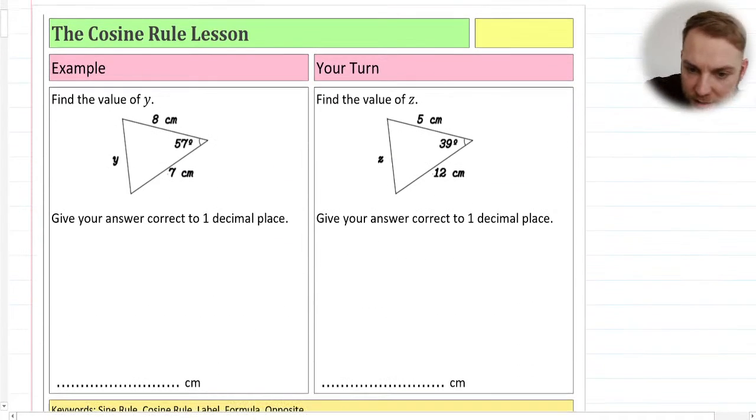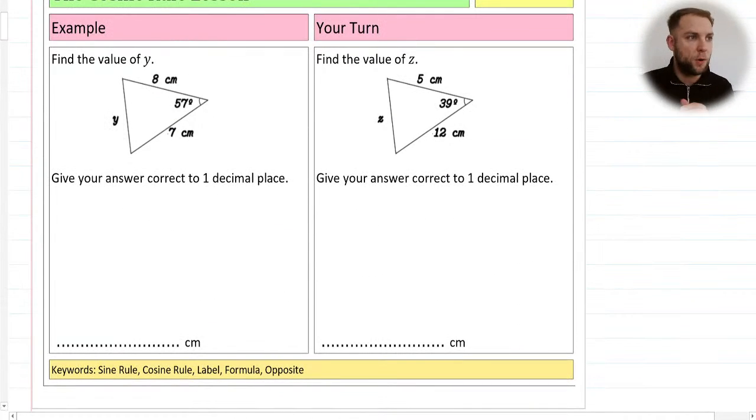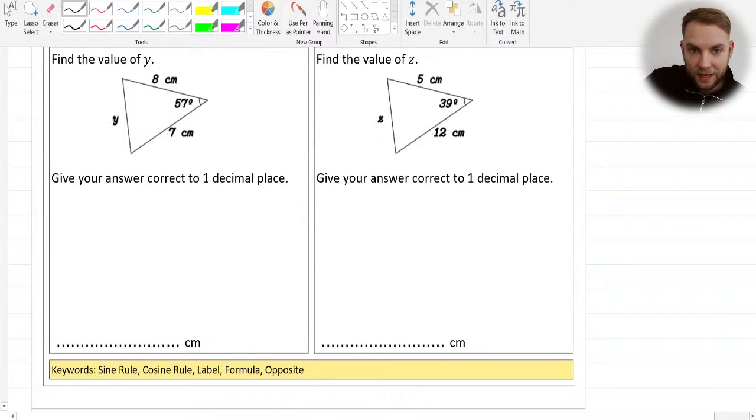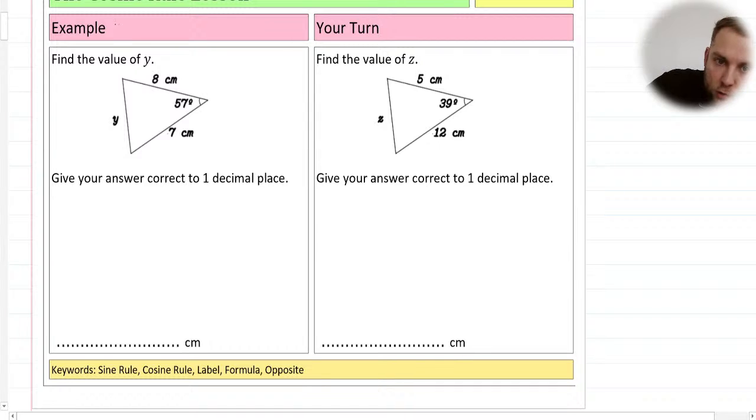Okay, so let's have a go at a question then, because to be honest, it's very similar to what we did yesterday. I'm going to do one on the left, and then you're going to have a little go at one on the right. So this one here is example 1. Draw it down for me, please. Find the value of y. Give your answer correct to 1 decimal place.